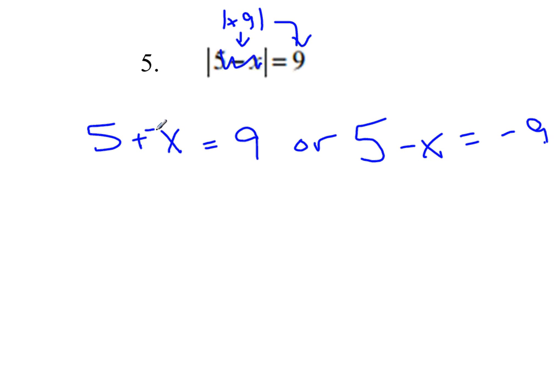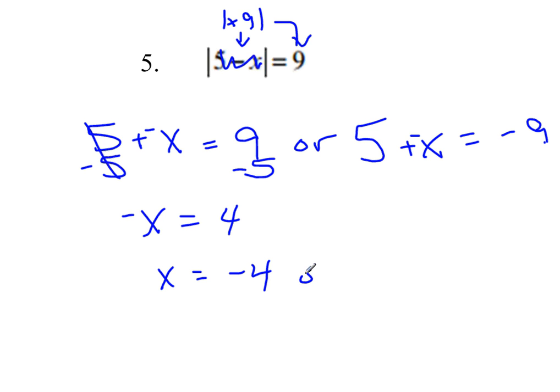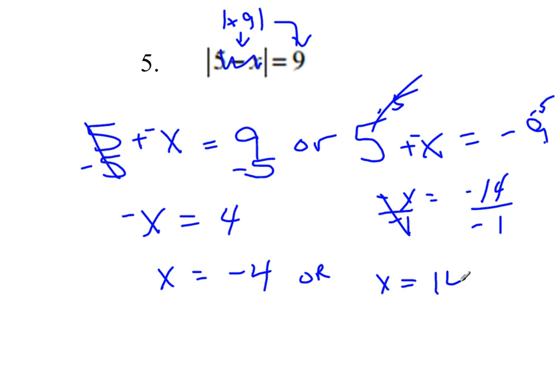Maybe if I think of plus the opposite of, that might help. Now this is a positive 5, I'm subtracting 5. So the opposite of x equals 4. So x itself must be negative 4. Or if I subtract 5, I have the opposite of x equals negative 14. So divide by negative 1, maybe, or just think the opposite of x is negative 14. So x itself must be positive 14.